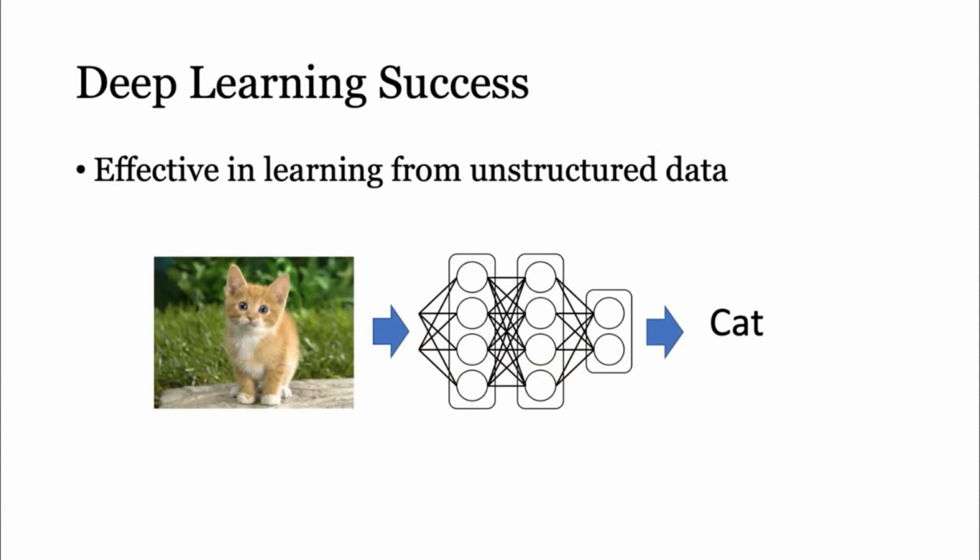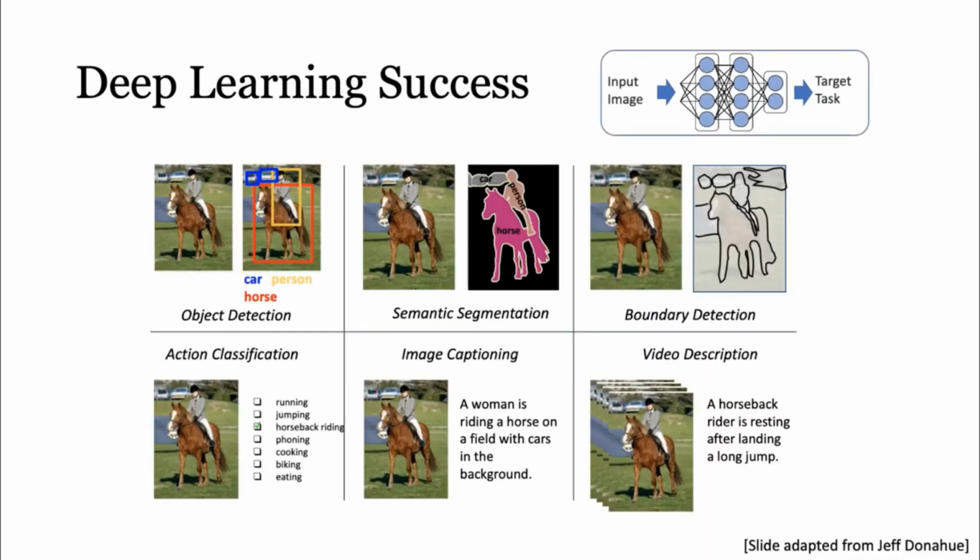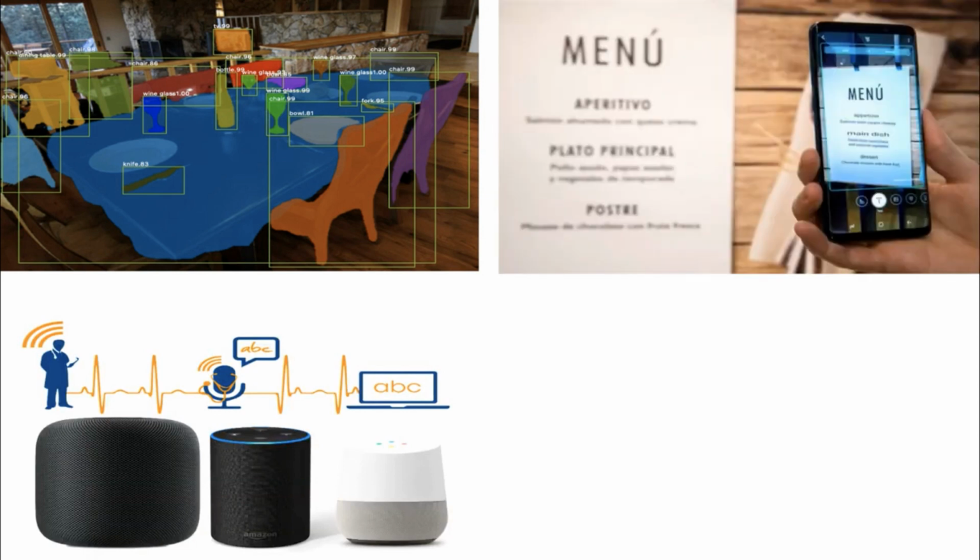The key success of deep learning does not lie in training these giant models, but in how well the pre-trained representation transfers to downstream tasks. For example, in computer vision, once I have pre-trained a network, I can take these embeddings to solve detection, segmentation, boundary, video, and so many more. So this success is not just limited to computer vision, but also in speech and language.